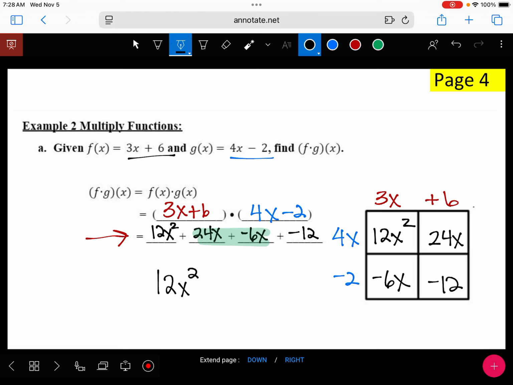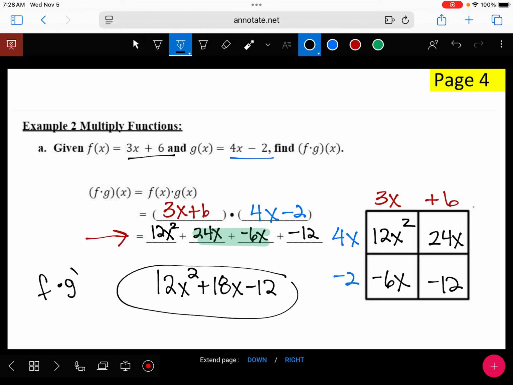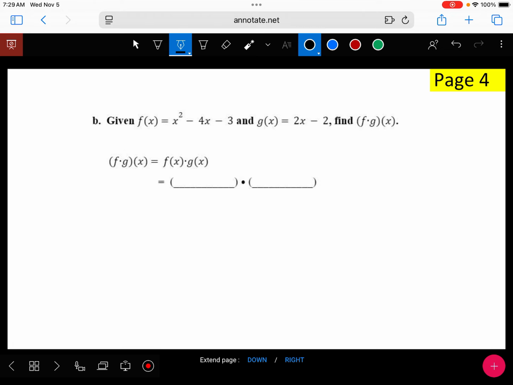What'd you get? 18. Positive 18x minus 12. That would be my answer. This is multiplication, f times g of x. Any questions about that? All right, let's go on to our next one here.